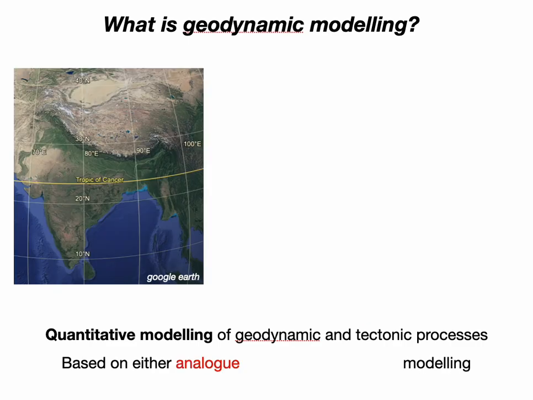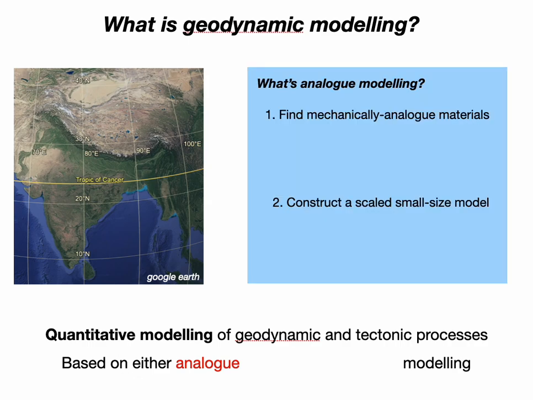There are different types of quantitative modeling. And first, I would like to mention analog modeling. And what is analog modeling? So, analog modeling consists in first finding materials which will behave in an analog manner as rocks, but on a shorter time and a smaller scale. And then, once we have materials which are analog to rocks, we can construct a small size model and do a deformation experiment in the laboratory.